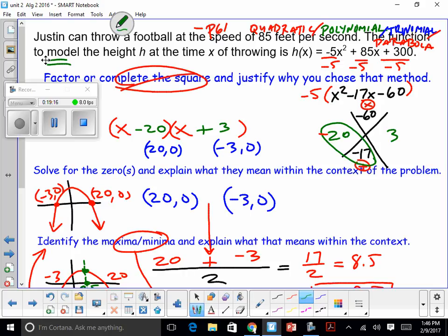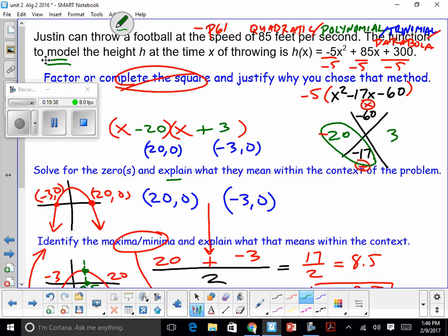Here comes the second. Solve for the zeros and explain what they mean within the context of this problem. Here are the 2 zeros, the little pictures. Hopefully, you can see it. Technically, the zeros are where the football hits the ground. If it's a missile, it's usually where the missile would hit the ground.